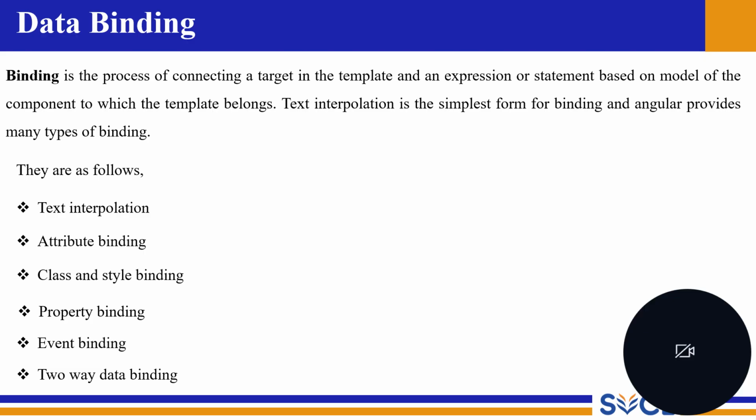The fourth one is property binding. Property binding is the process of connecting models of a component instance to the property of an HTML element or other component in the component template.